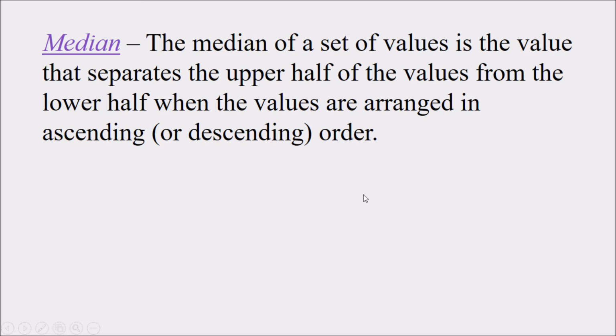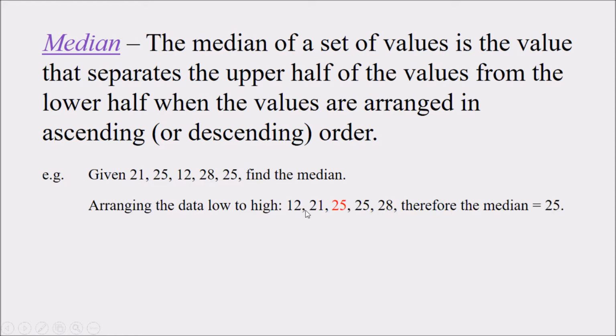The median. The median of a set of values is the value that separates the upper half of the values from the lower half when the values are arranged in ascending or descending order. So let's take a look at this example. Given the 5 data, 21, 25, 12, 28, 25, find the median. First, I arrange the data. I'm going low to high. 12, 21, 25, 25, 28. 25 is the middle number. It's 3 from the left end and it's 3 from the right end. Therefore, the median is 25.